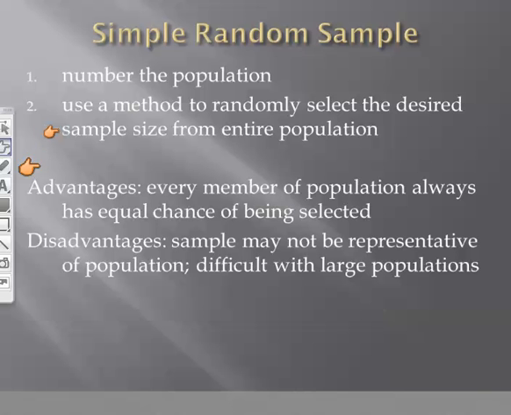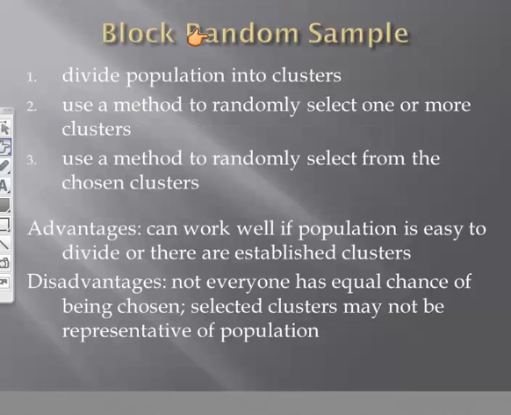There's some advantages to doing this. It says every member of the population always has an equal chance of being selected. And the disadvantage is the sample may not be representative of the population. And it's very difficult to come up with, especially with very large populations. Sometimes it might be difficult to come up with a sample size that works. Okay? So let's go forward here just a little bit.